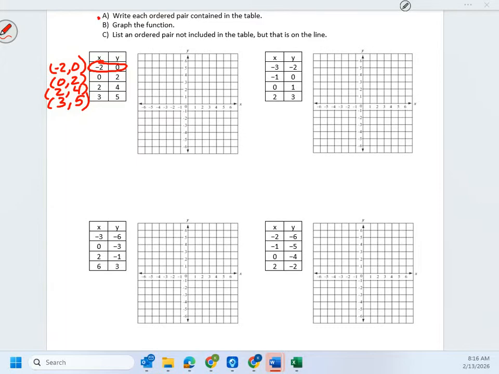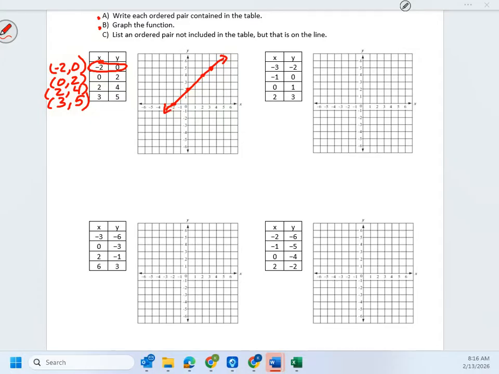So that's the A. Now we have to do B. We have to graph those 4 ordered pairs. We know how to graph them. -2, 0, 0, 2, 2, 4, 3, 5. So now I'm going to turn those points into a line.